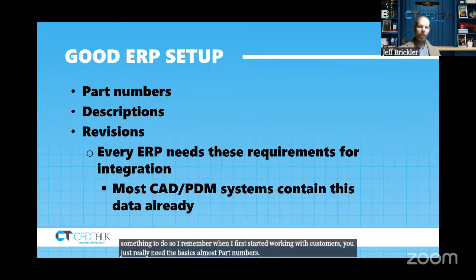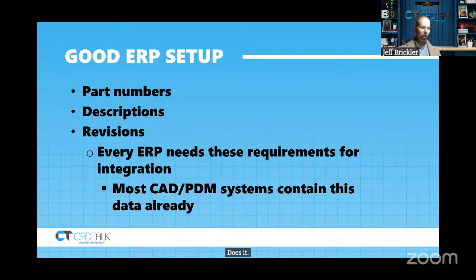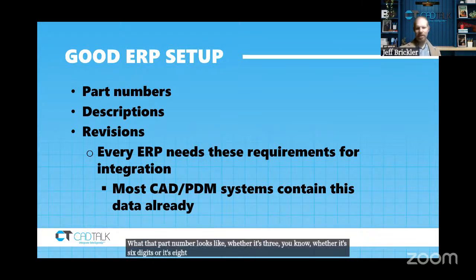Some way to identify the part. I always identify this as like, you're looking a word up in the dictionary. You just need that word. What am I looking up? A part number. What that part number looks like, whether it's 6 digits or 8 digits or 9 digits or whatever, doesn't really matter.